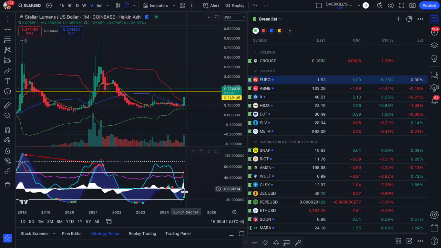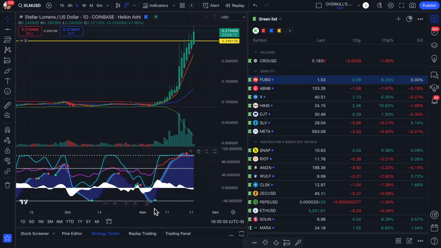Because there will be a pullback, right? The monthly chart looks fantastic. Again, we called this green dot out at the beginning of the month at like 9 cents. We were in at 9 cents, guys. We were in down here, right here.